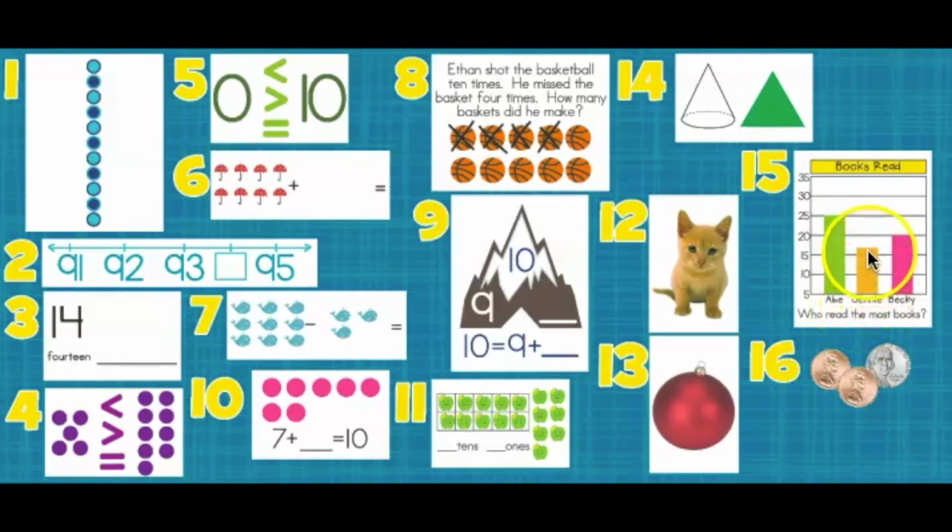Jenny read a little over 15 books. And Becky read 20 books. So who read the most books? Well, it's pretty obvious. Abe read the most books. Look how tall his graph is. Who read the least amount of books? Jenny read the least amount of books. Good job.